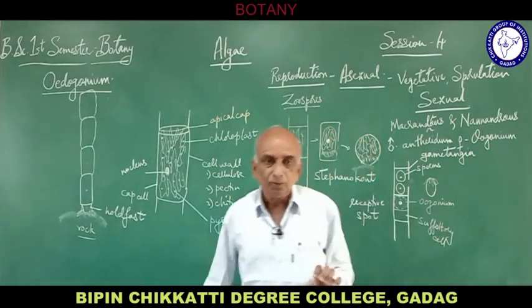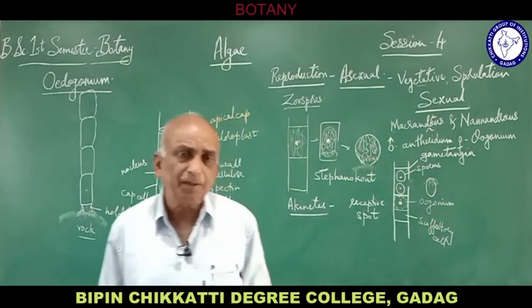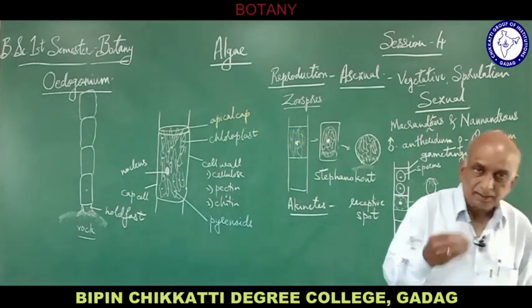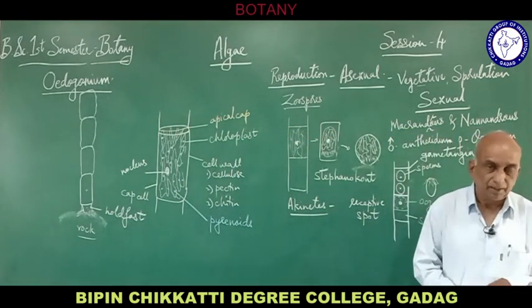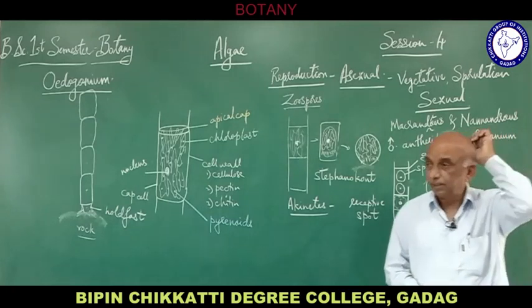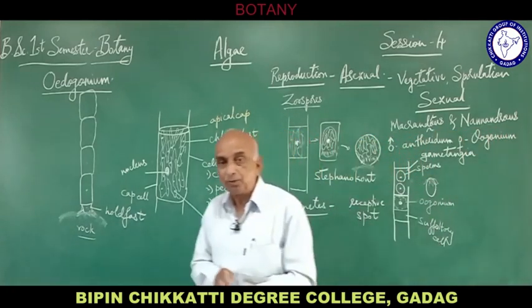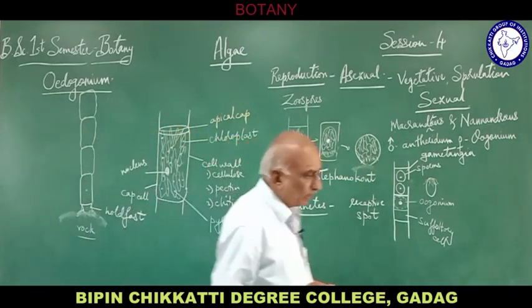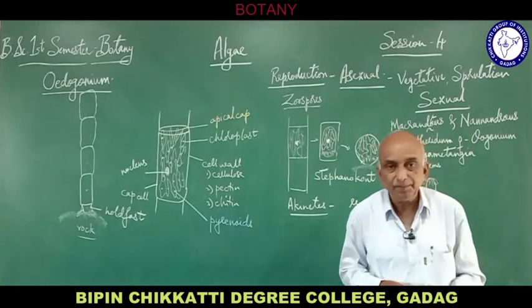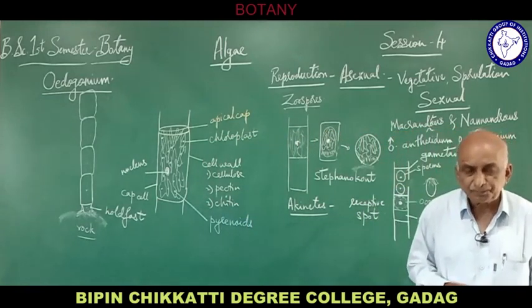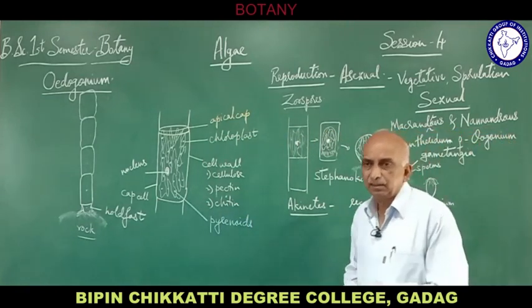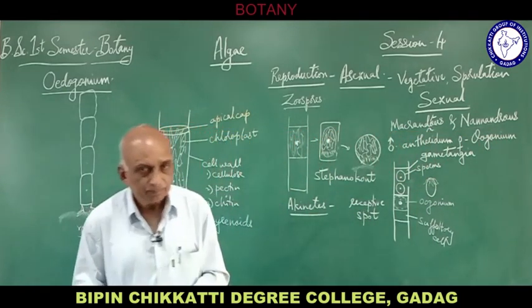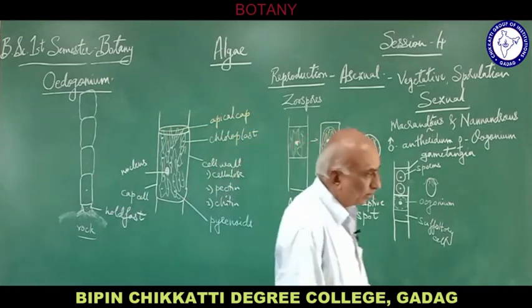Now when the oogonium and the anthridium are on the same filament, that is in monoecious, the sperms enter in the same filament there. When they are in different filaments, the sperms will swim or move towards the oogonium on a different filament. Now, how do the sperms move towards the oogonium? Usually it is a general aspect actually, even in the higher organisms, whether it is an animal or other organisms.